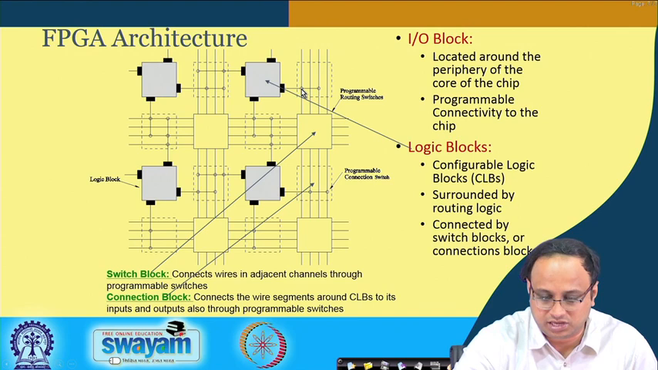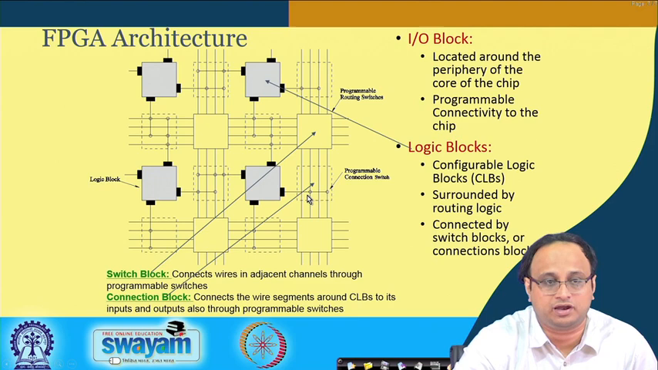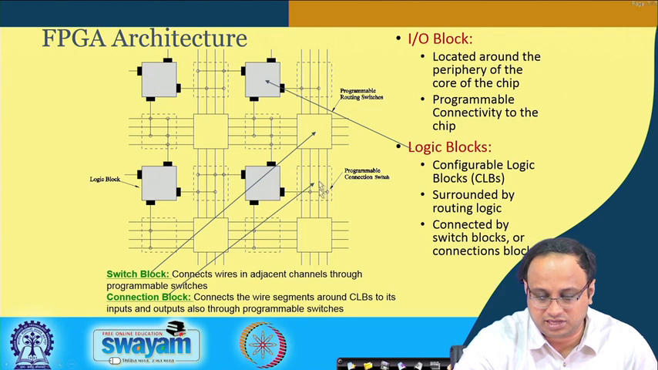For example, if you see this logic block, it is connected with these rails, or the wire segments around the CLBs. They are connected by programmable switches, which you can configure to get connected. Likewise, if you take the wires in adjacent channels, like this channel and this channel, they are connected here by what are called switch blocks.